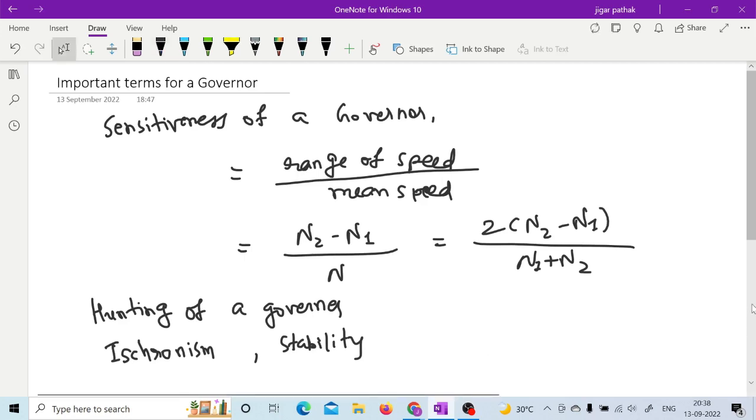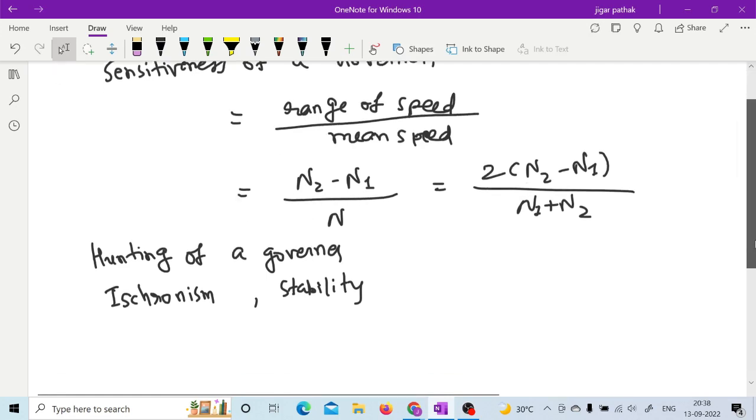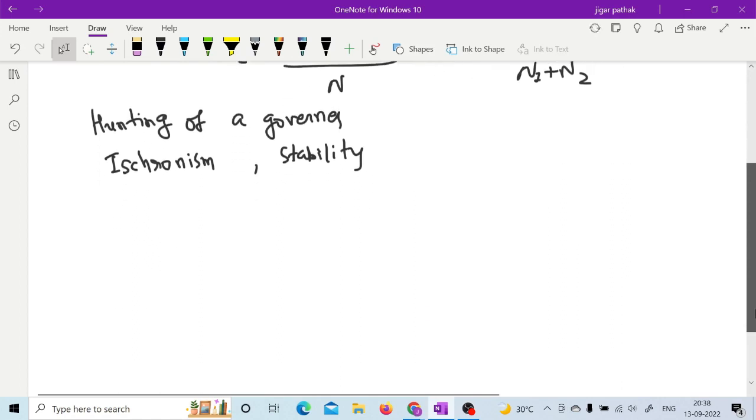Sir, please repeat about isochronism. So isochronism, as I have told you, is a phenomenon in a governor when this governor is having a range of speed 0, right? Which is not acceptable, it is not ideal, right?